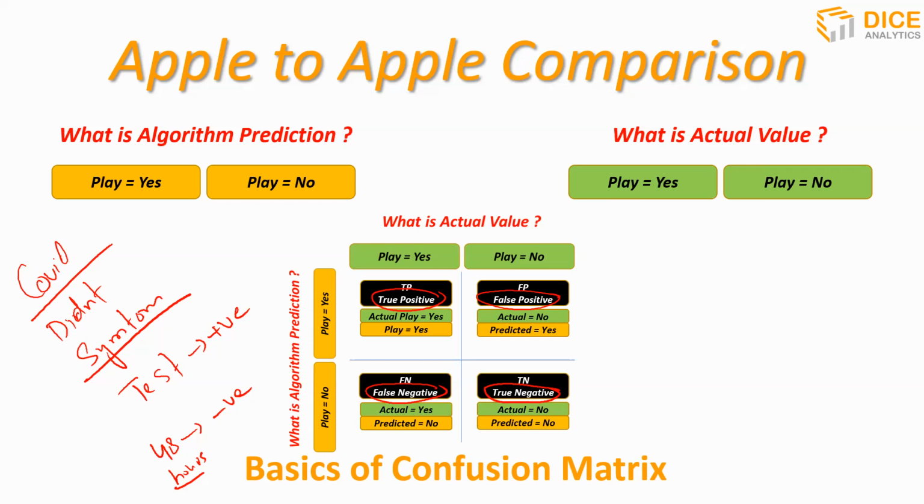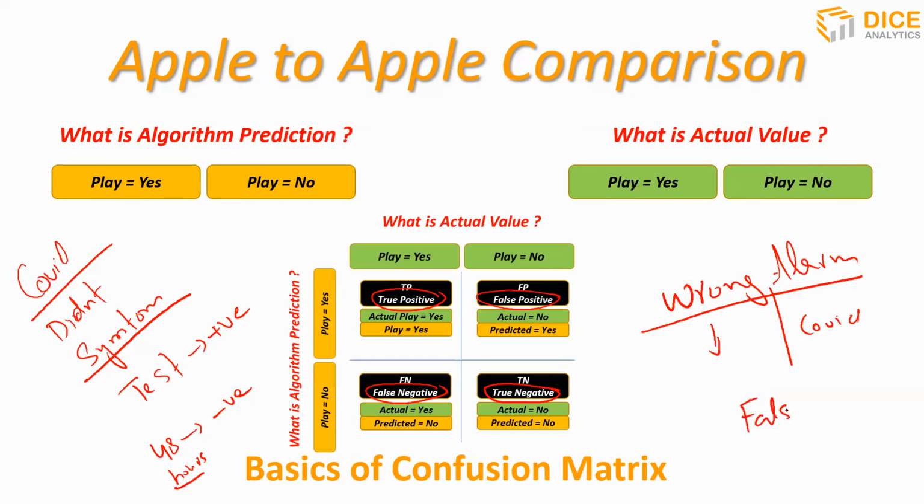It's a false positive. Why is it a false positive? Because he didn't have COVID, but the test came positive. Yes, it was a wrong alarm. The test predicted that he has COVID, but actually it was wrong. So that's why we call it a false positive.